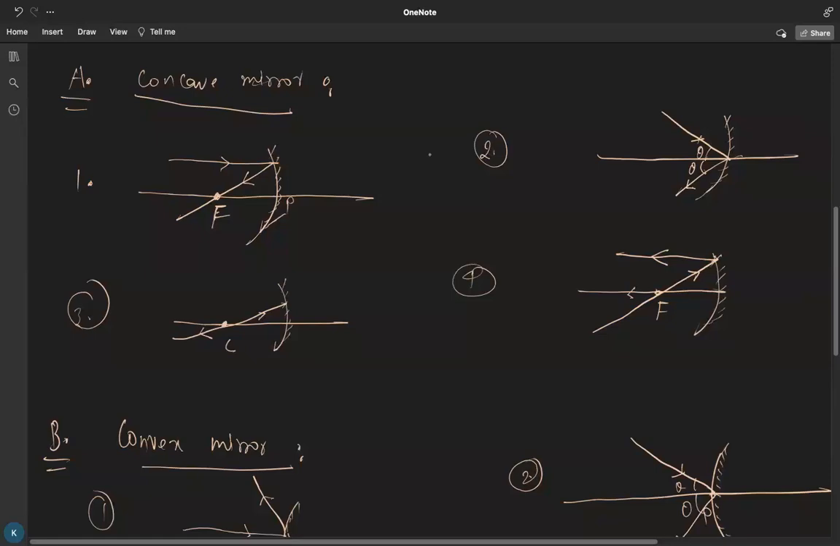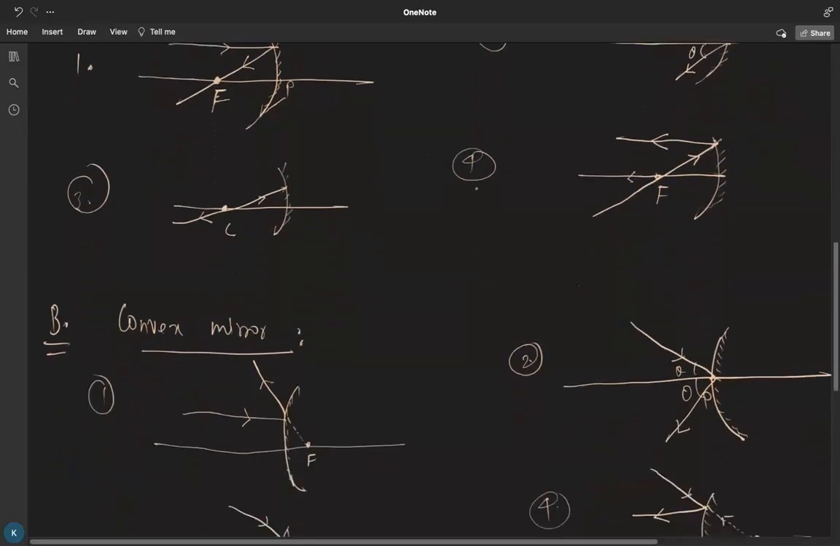You have to remember these things. Whenever the incident ray of light is parallel to the principal axis, after reflection, it passes through the focus. Second, whenever the ray of light is incident on the pole, after reflection, it is a perfect reflection. Whenever a ray of light passes through the center of curvature, it is redirected along the same path. Fourth, whenever a ray of light passes through the focus, after reflection, the reflected ray is parallel to the principal axis. This applies to the concave mirror.